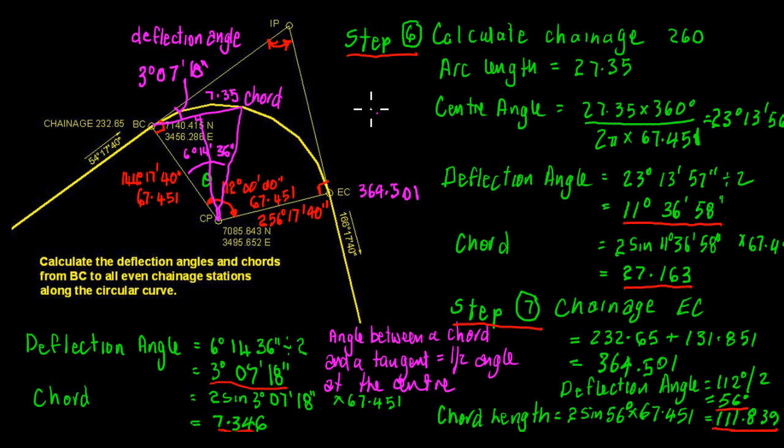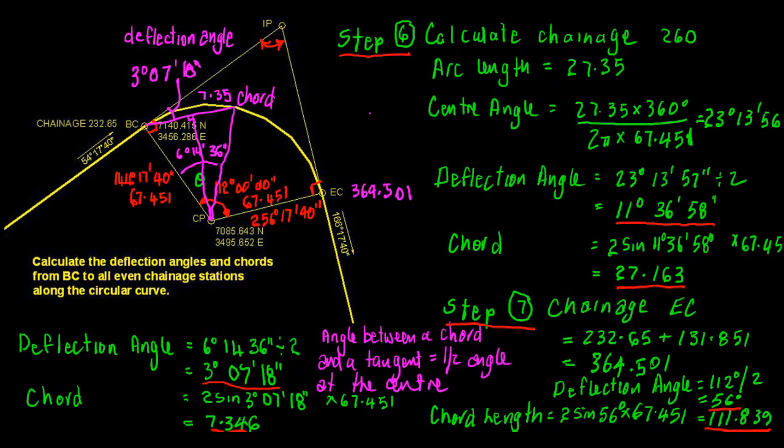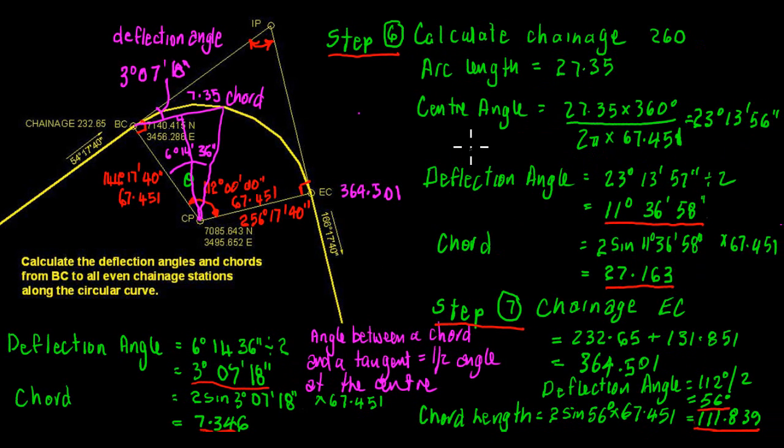So now we move on to the next one, which is going to be another 20 meters down the arc. Whereas the first one was 7.35, this one's going to be 27.35. So we just go through the same process. The center angle is 27.35 times 360 divided by 2 pi times the radius 67.451, which gives us 23 degrees 13 minutes 56 seconds.